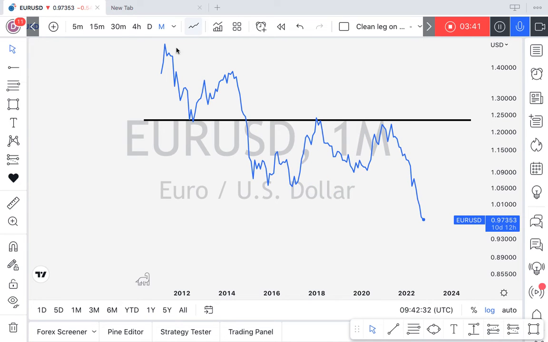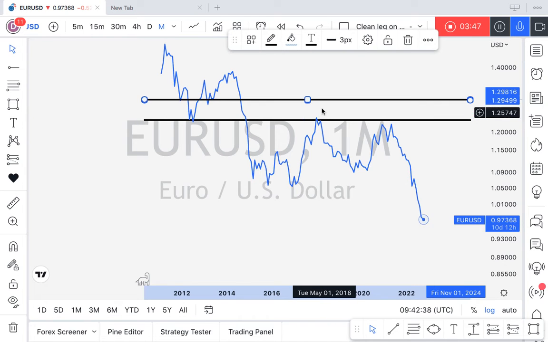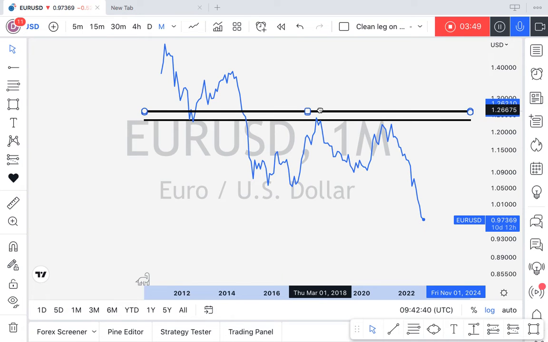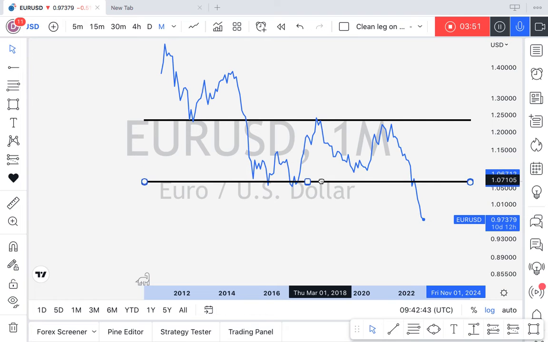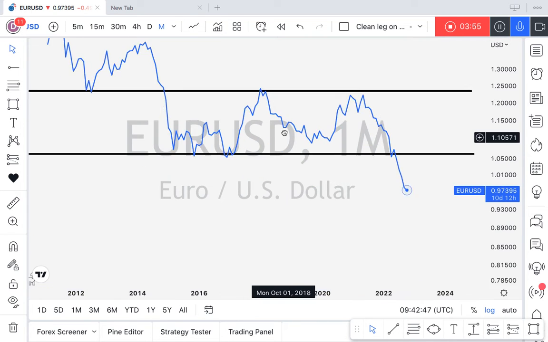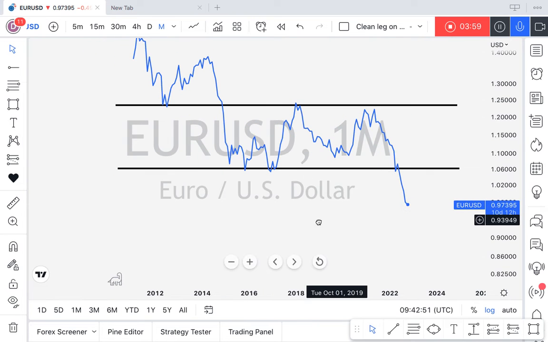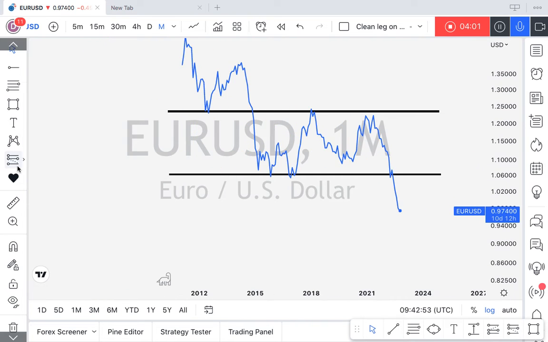After doing this, I right click on the level, then clone this, then bring this down to the next level, which is quite obvious. I would like to put this right here. I like to put it right there.